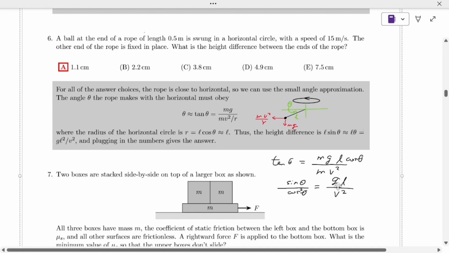So this is maybe a point where you can take the approximation. You realize that gL is approximately 10 times a half, that's 5, and v squared, 15 meters per second squared, is about 225. So 5 is much smaller than 225. Probably at this point you realize that the angle theta is very small, where sine theta is small and cosine theta is very close to 1.